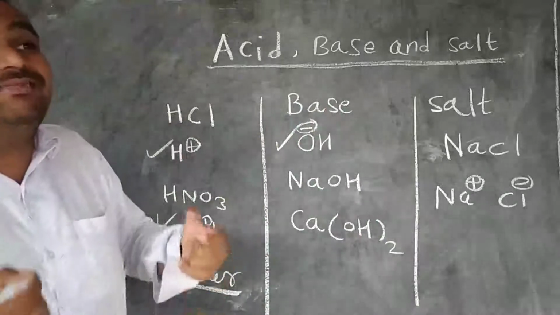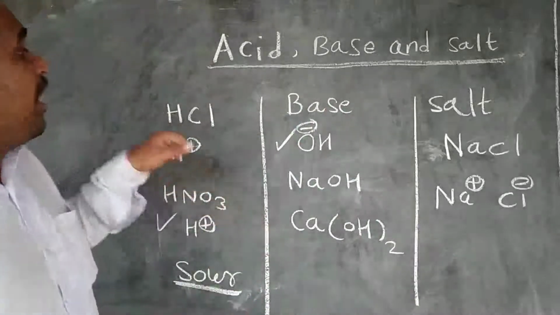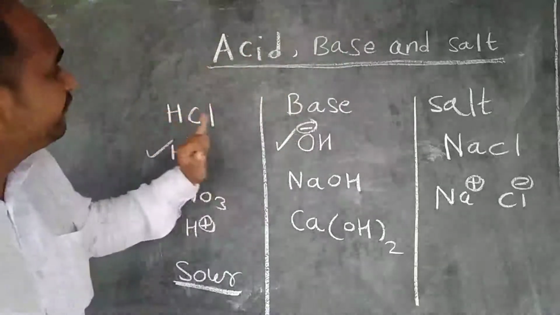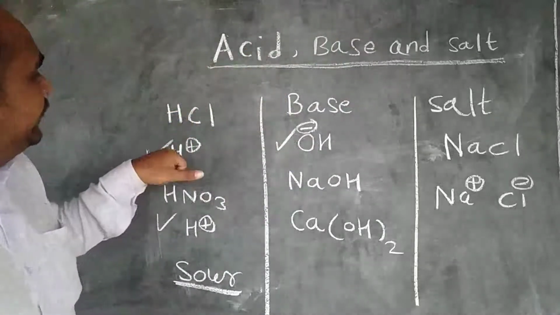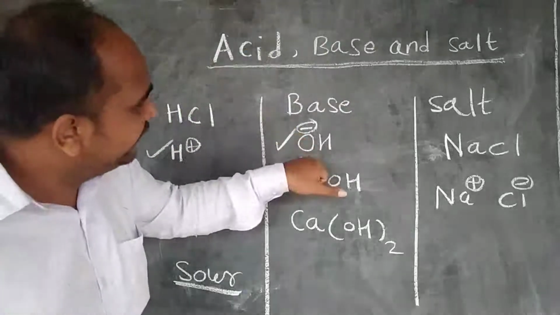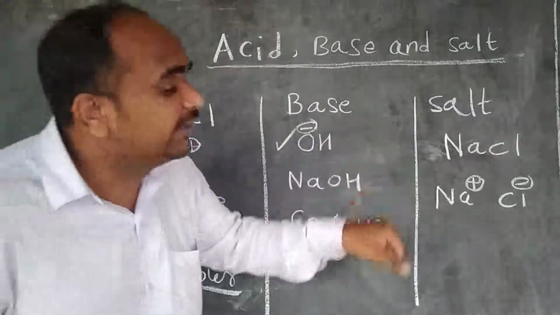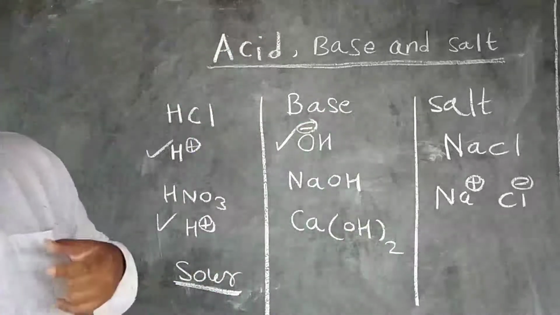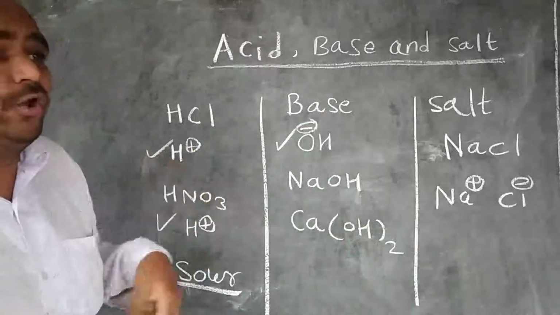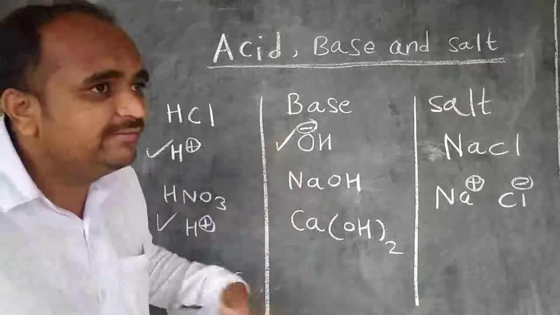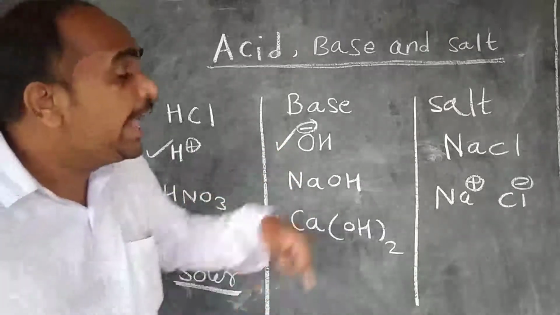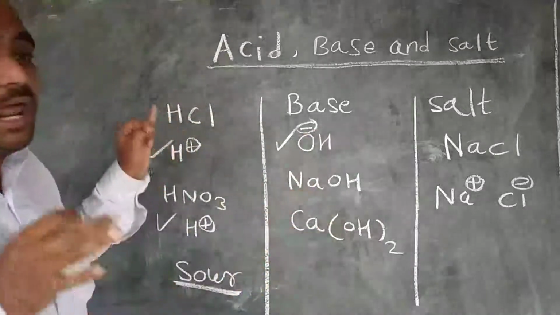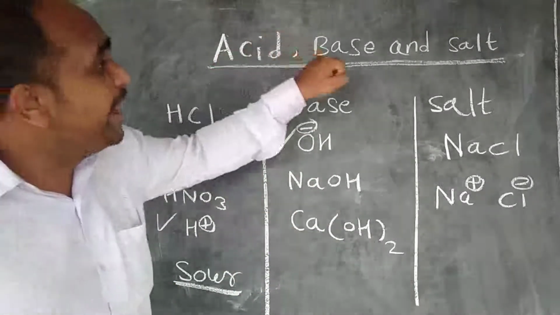So this is the difference between acid, base and salt. Acid contains H plus ion, base contains OH minus ions, and salt contains 1 positive ion and 1 negative ion. Examples of acid are hydrochloric acid and sulfuric acid. Examples of base are sodium hydroxide and calcium hydroxide, and an example of salt is sodium chloride. This is all about acid, base and salt.